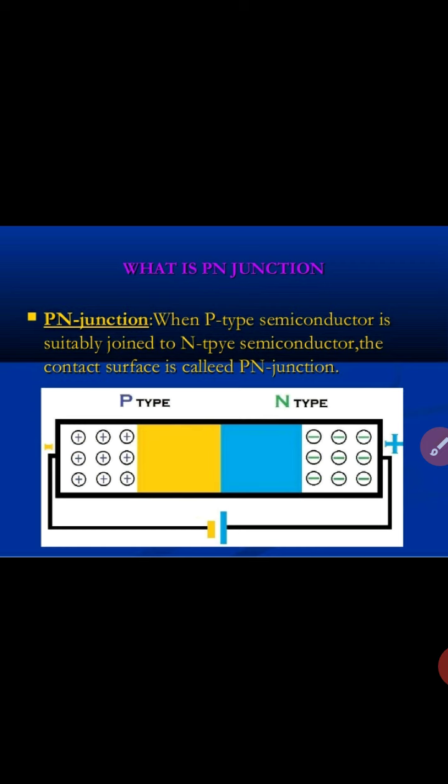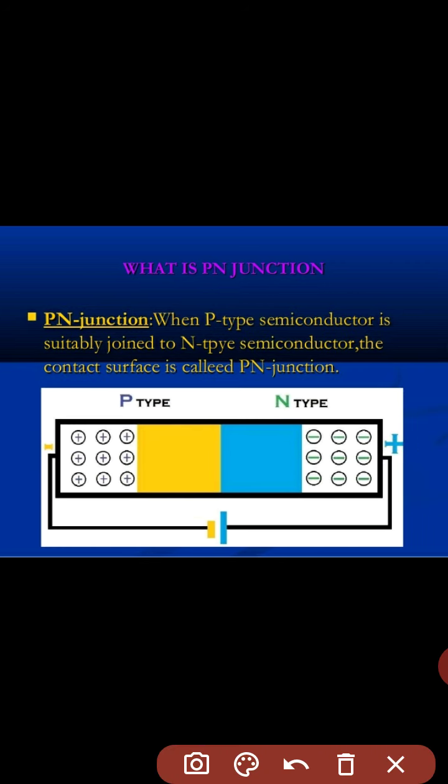Hello students, today we are going to learn about PN junction diode. So what is PN junction diode? PN junction diode is a two-terminal semiconductor device which is formed by P-type semiconductor and N-type semiconductor.